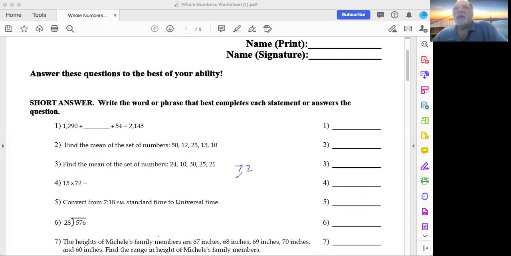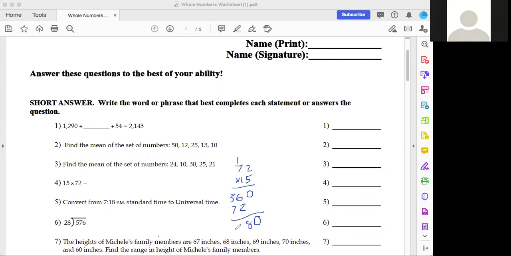So 72 times 15, okay? So we'll do 72 times 5 first, right? So 2 times 5 is 10, right? 7 times 5 is 35 plus 1 is 36, okay? And then we've got 72 times 1, so we're gonna put 7 and a 2 here, right? And that's gonna give us 0, 6 plus 2 is 8, 6 plus 7 is 10, and that's 1080.